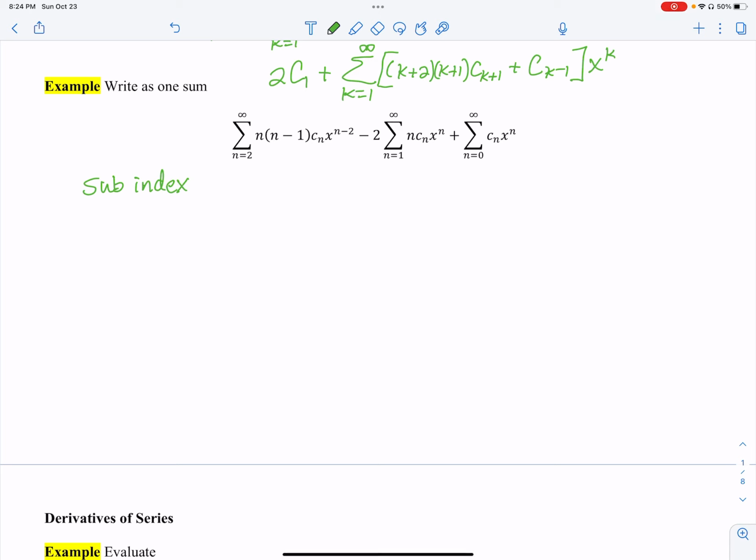So we're going to do one for each one. So k equals n minus 2. I pulled that from here. I want that to be a k. So n is then equal to k plus 2. All right, I'm going to box this to kind of break my work up.